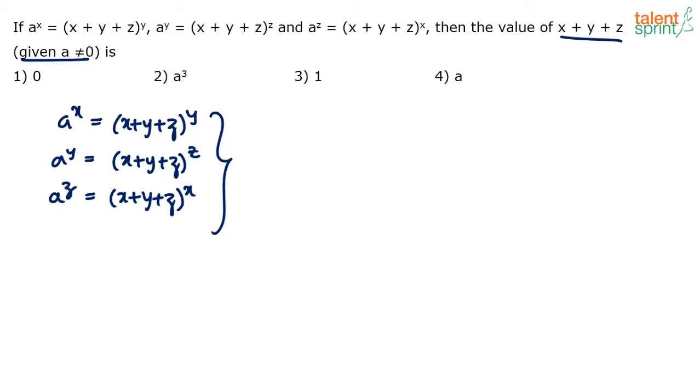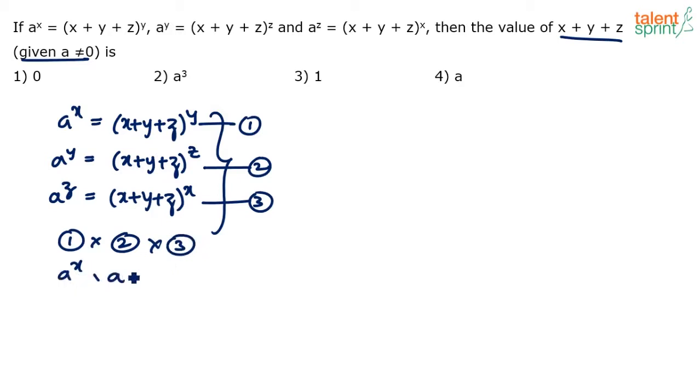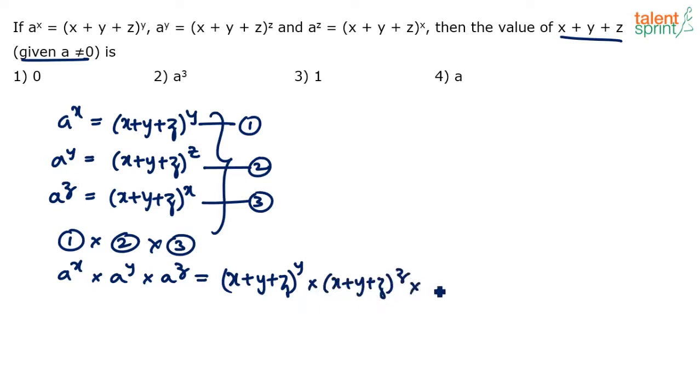I think if you have to simplify it using the equations given, let's multiply all the 3 equations, 1, 2 and 3. This is, let's say, equation 1, this is equation 2, and this is equation 3, right? So 1 into 2 into 3, what do we get? A power x into a power y into a power z equals to, look at what we have on the right hand side, (x plus y plus z) whole power y into, again, (x plus y plus z) whole power z into (x plus y plus z) whole power x, right?